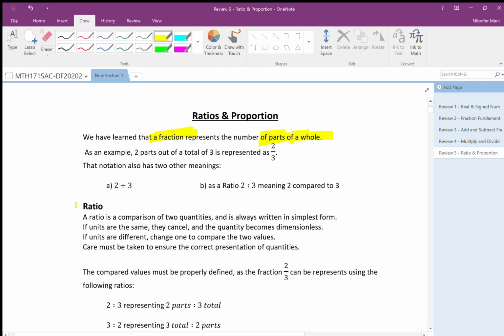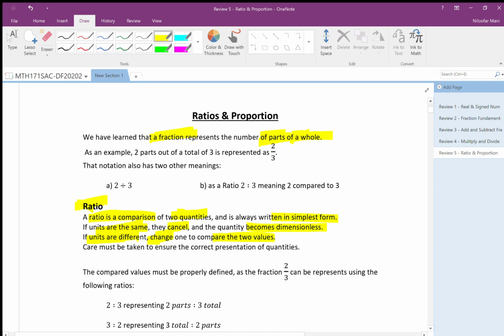A ratio is a comparison, when you compare two quantities and then you simplify it. If units are the same, you cancel and there is no unit then. If units are not the same, you change one to the other, because they have to be the same. So you change one and then you compare the two values.